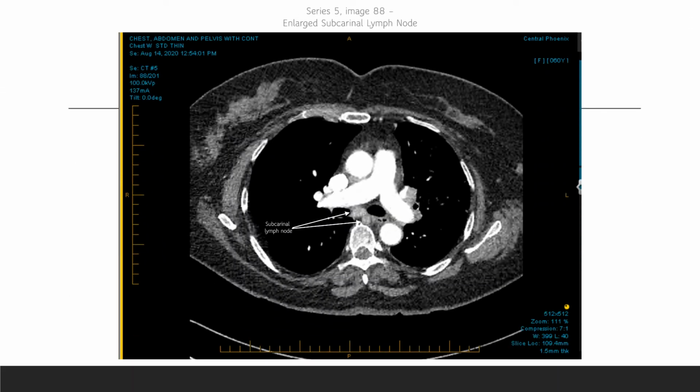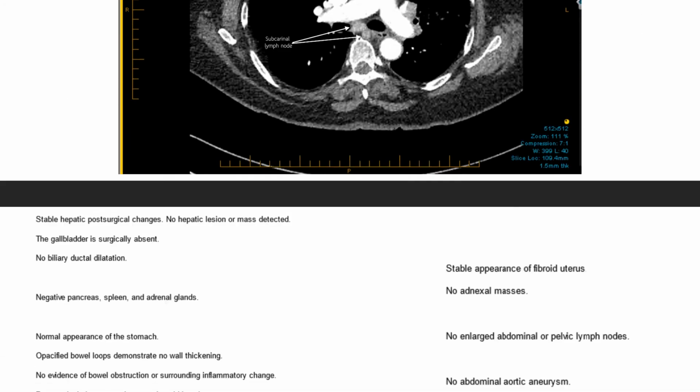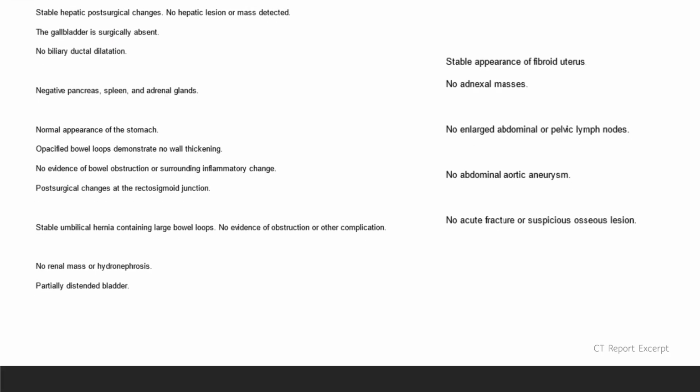Here is another CT image. Those arrows are pointing to irregularities. And here is more of the excerpt from the CT report. I'll let you guys read that.